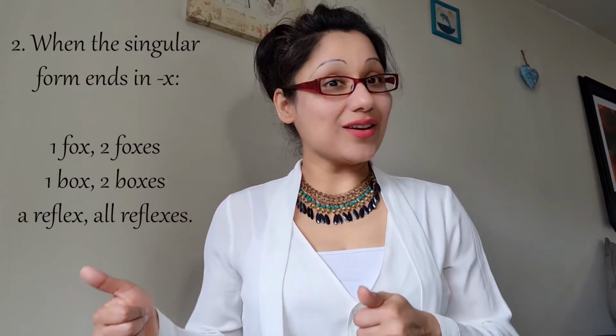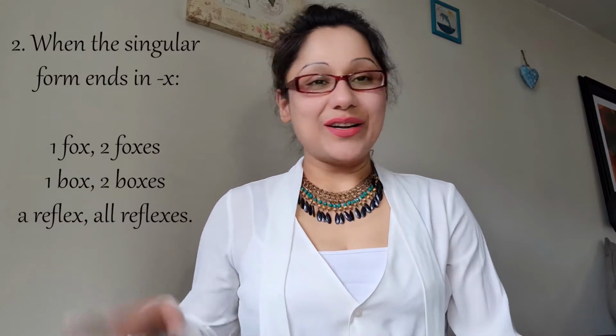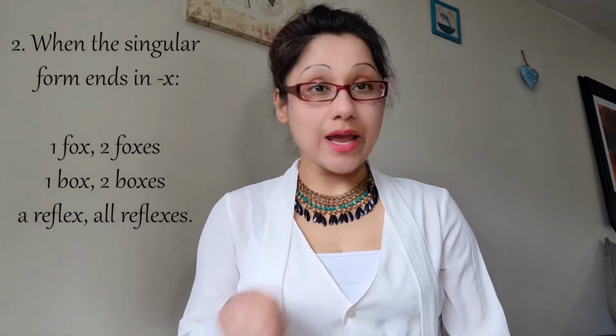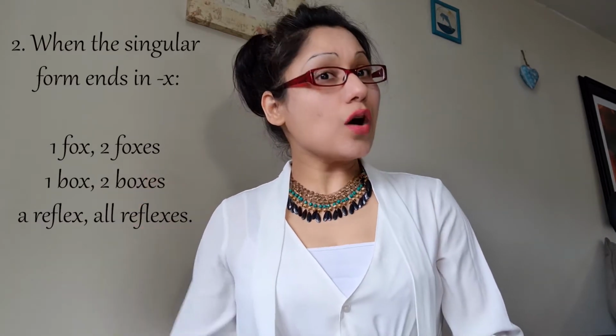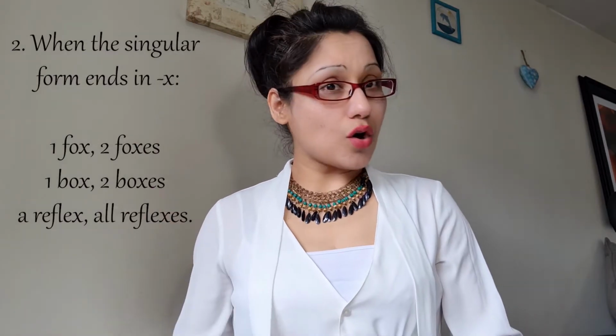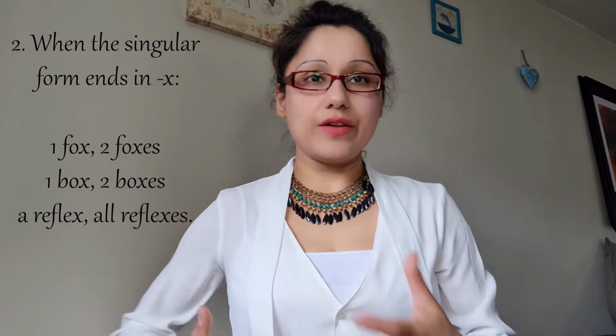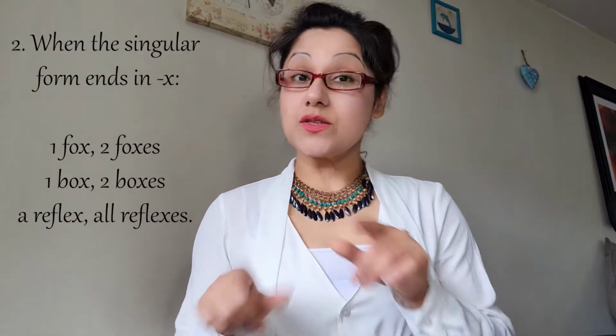Then the second rule is when the singular form ends in x. So if you have F-O-X, one fox, two foxes. If the word ends with an x, you add es to make it into plural. One fox, two foxes, one box, two boxes, a reflex and all reflexes. So with an x.